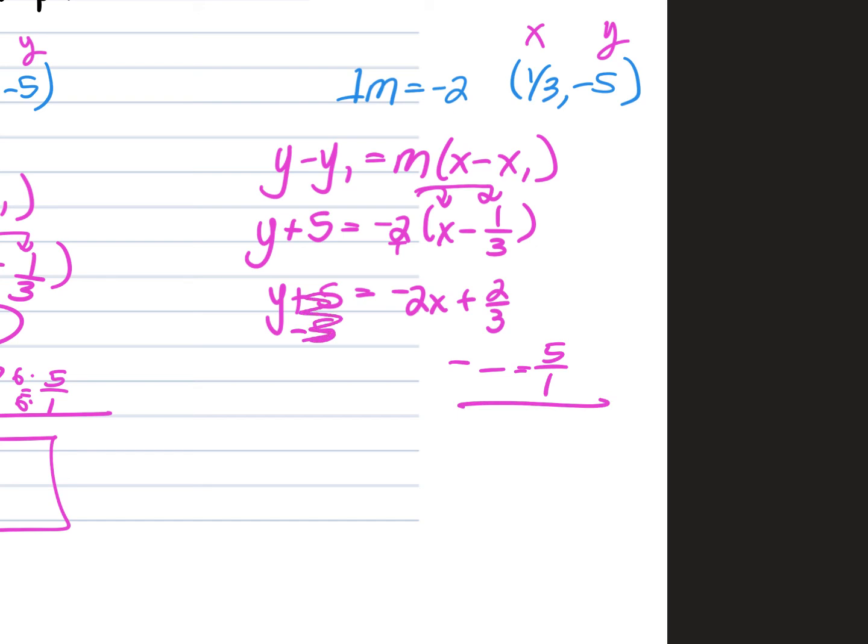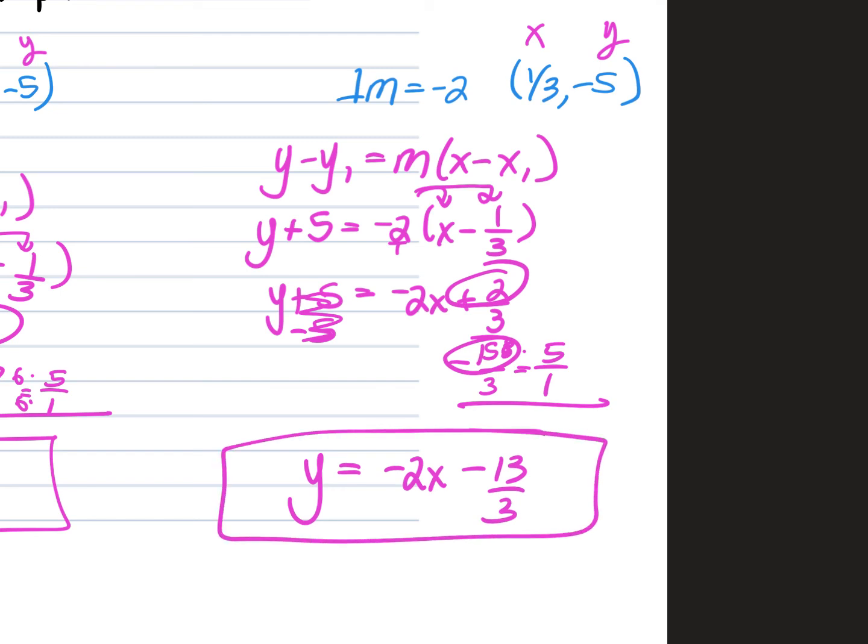We've got to have a common denominator. So what's a common denominator between 1 and 3? It would be 3. So 1 times 3 is 3. What you do to the bottom, you do to the top. So 5 times 3 gives me negative 15. Good. So y equals, I have negative 2x. If I have a positive 2 over 3 and a negative 15 over 3, what does that give me? Negative 13 over 3. You guys looked at me like, wait, what? Sorry. My brain's going faster than my mouth.